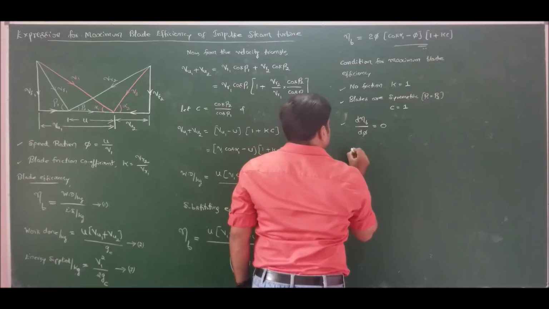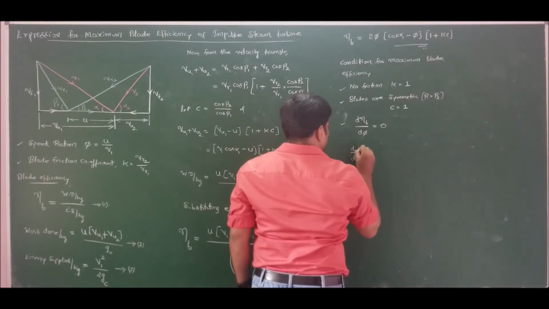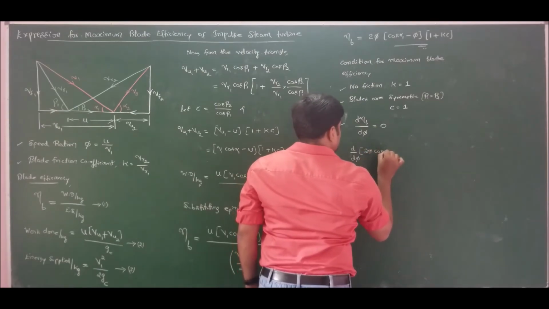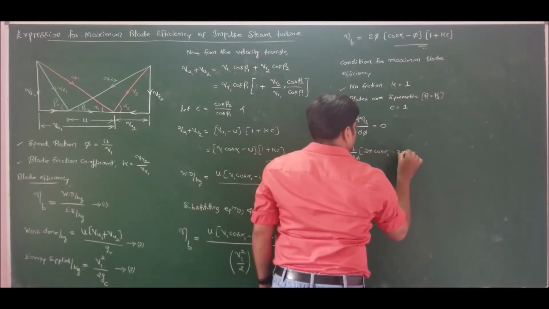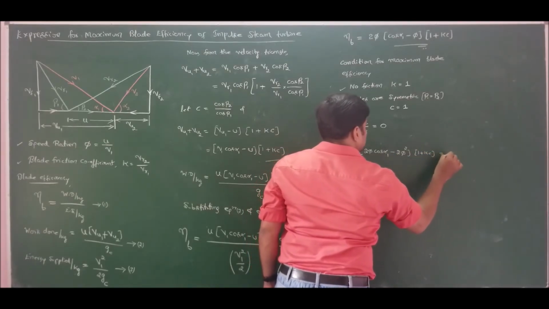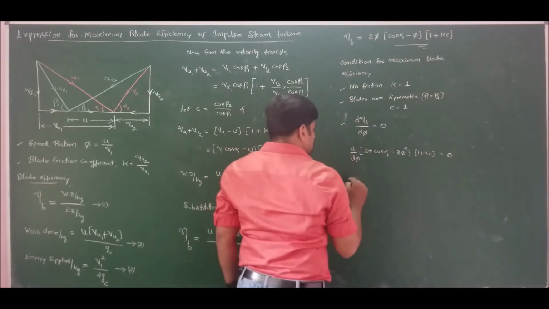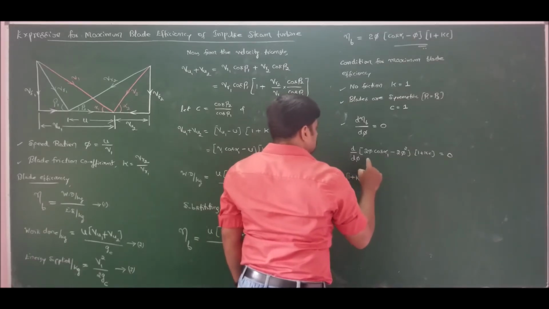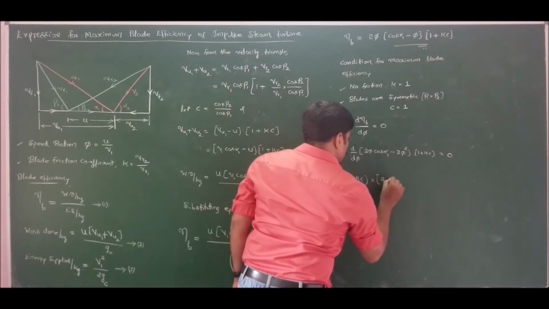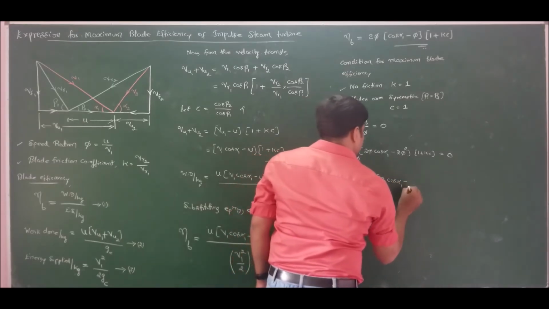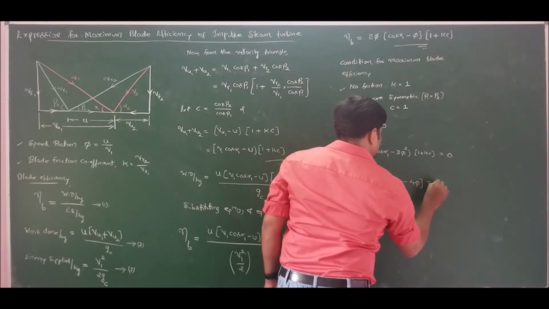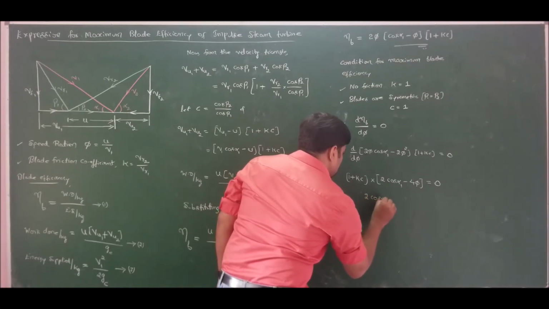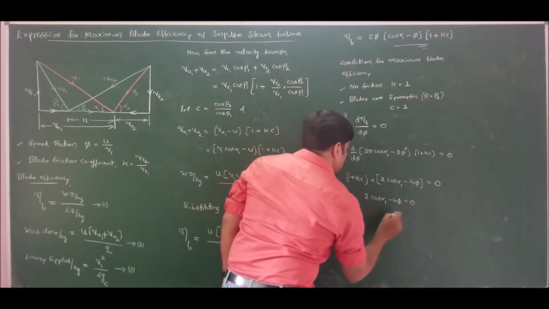If I substitute this, I will get d by d phi of 2 phi cos alpha 1 minus 2 phi square, into 1 plus Kc, equal to 0. We will take the 1 plus Kc constant outside. I will get 1 plus K into C into the differentiation with respect to phi, which gives us 2 cos alpha 1 minus 4 phi equal to 0. Send this to the RHS and simplify, we will get 2 cos alpha 1 minus 4 phi equal to 0.